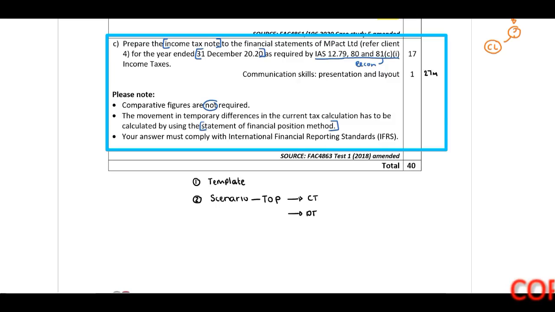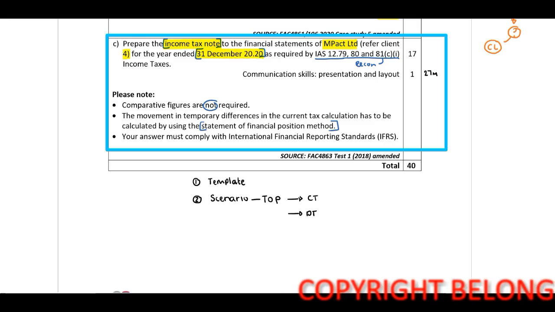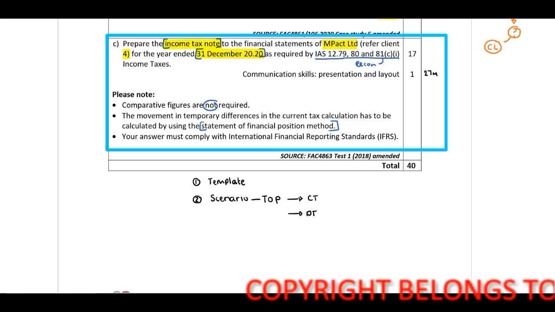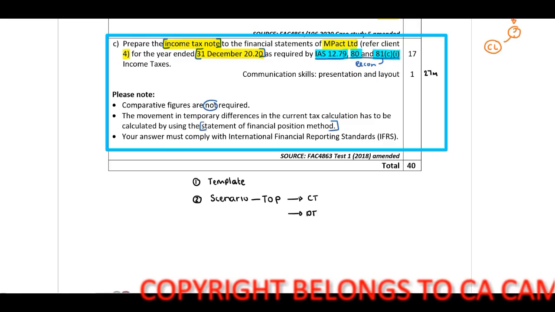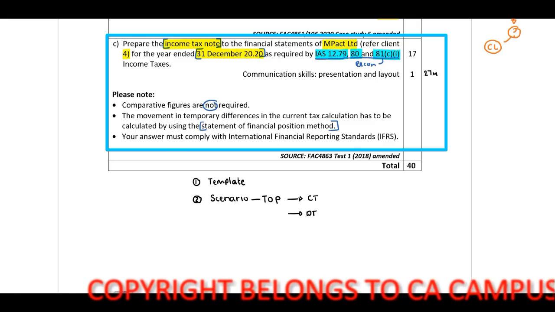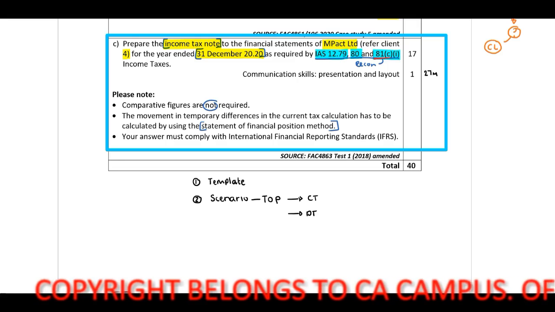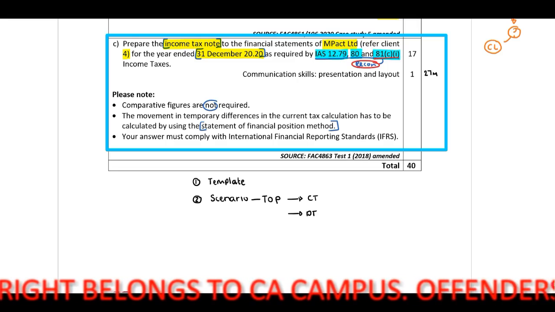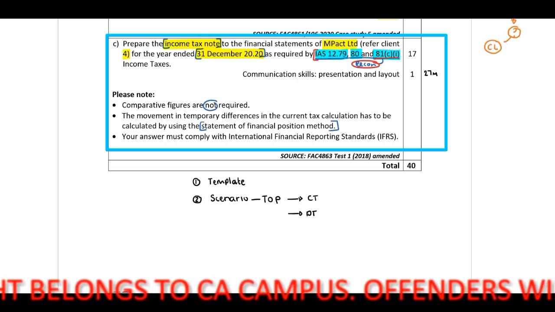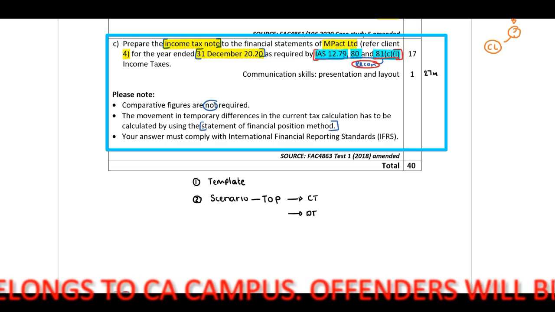Requirement C. Prepare the income tax note to the financial statements of Impact Limited. Refer client 4 for the year ended 31 December 2020 as required by IAS 12 paragraph 79, 80 and 81(c)(i). Okay guys, immediately when you identify 81(c)(i), you need to know that you need to include your tax rate recon. Guys, you are able to open these paragraphs and view what you need to do.